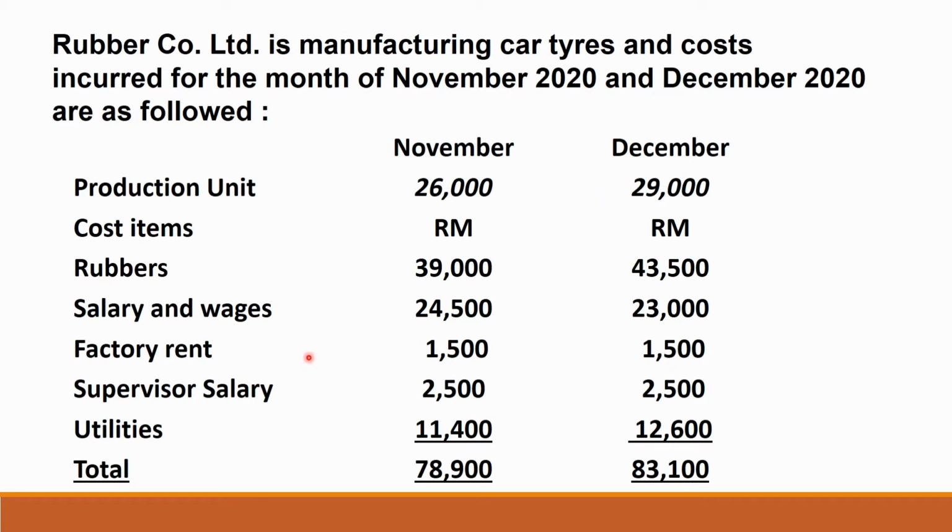So this one is categorized as fixed cost. And supervisor salary, 2,500 and for the second one 2,500. It remains constant when the level of output increases. And the last one, utilities. So you can see that utilities increase when the level of output increases. So we have to use the high-low method to separate the mixed cost.